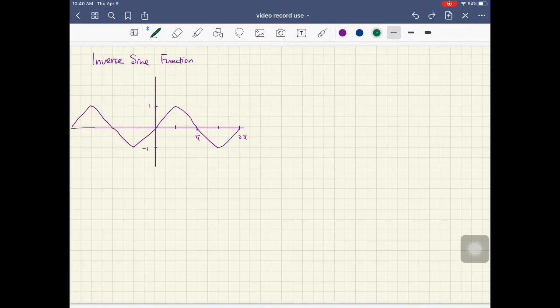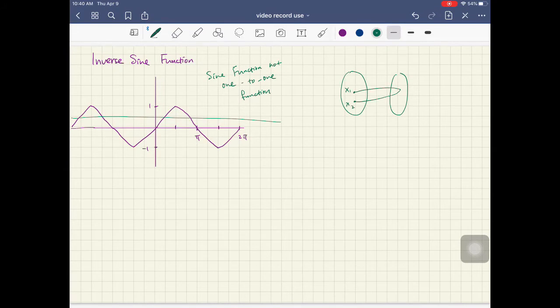However, when talking about more than one period, it is not a one-to-one function. The sine function cannot have an inverse function because it's not one-to-one. A function that is not one-to-one cannot really have an inverse function. Think about it: you have two numbers, like x1 and x2, that both go to the same position, for example y, just using arbitrary symbols.